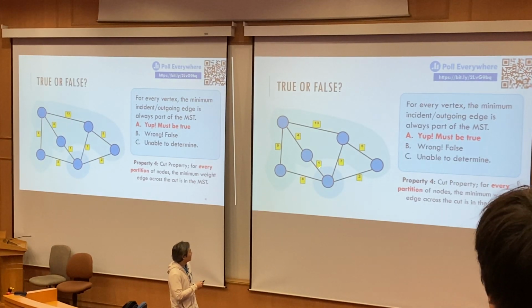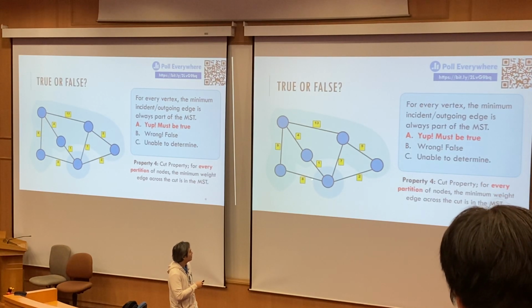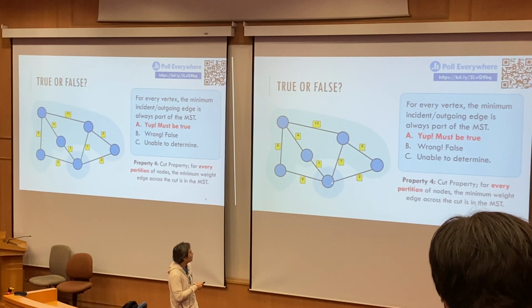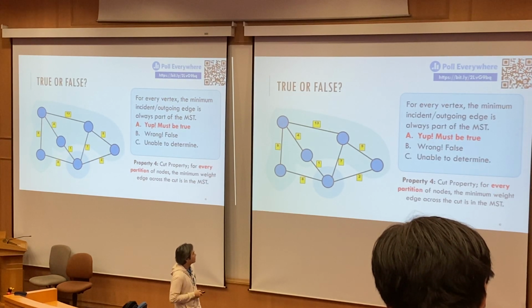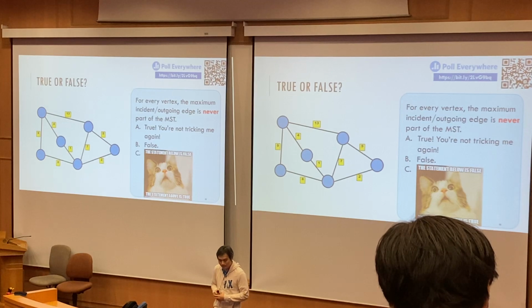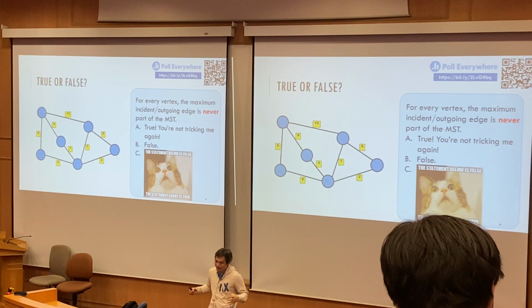This is another example. Again, if you just split one node on its own, this is one cut, this one subset, this is another subset, and then the minimum one should be in the MST here. Here is one. All right. Okay, so let's try this again.